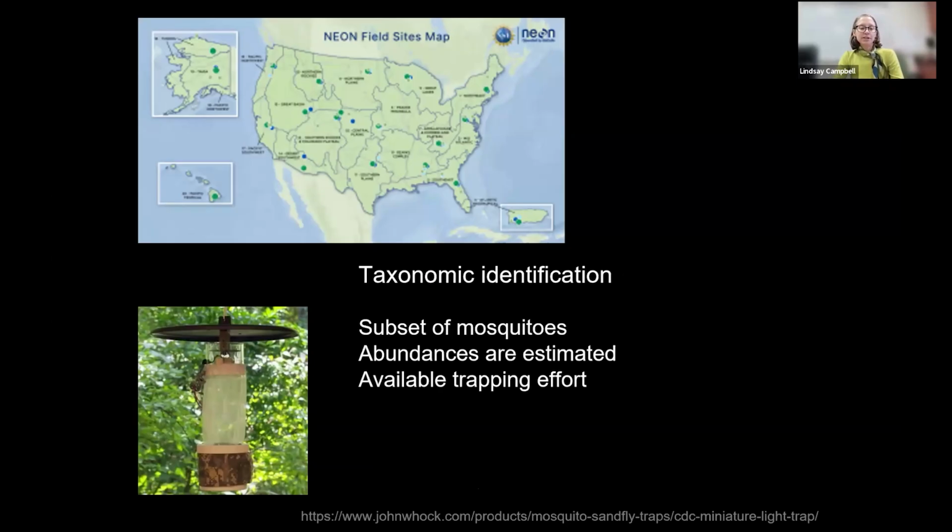So when the mosquitoes are collected in the trap, they go through a series of steps for taxonomic identification. And then a subset of the mosquitoes are identified and counted, and then you can estimate abundances from that subset of mosquitoes. And then there's also information about the amount of time that the trap was set out, which is pretty standard across sites, but the exact timing is available so you can adjust these estimates for trapping effort.